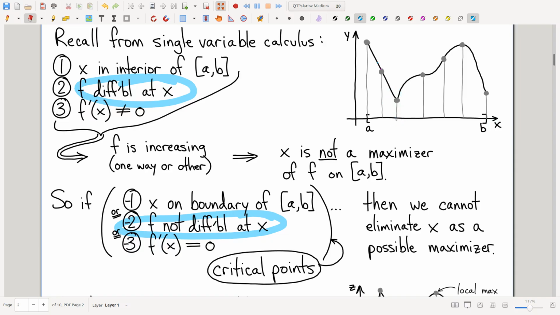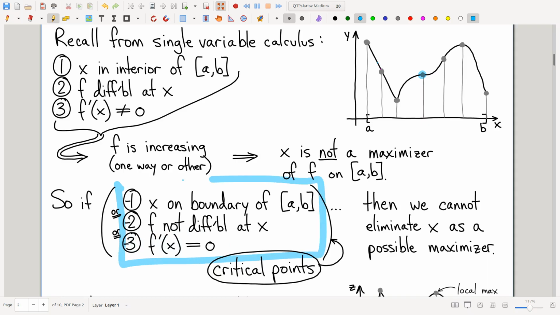And then lastly, points where the derivative is 0, like here. Well, I can't use the derivative to conclude that the function's increasing in one way or the other if the derivative that I would try to do that with is 0, and therefore, at least instantaneously, the function's not changing at all in either direction. So if any one of these three things happens, notice that these are now ors, then my argument crashes and burns. I've got nothing. I can't conclude anything about said points.